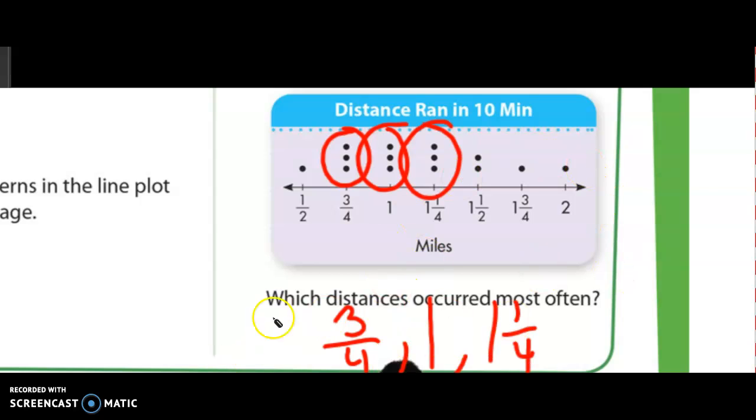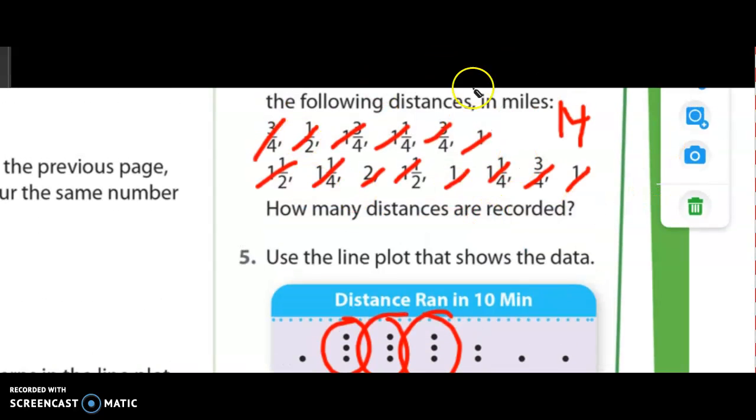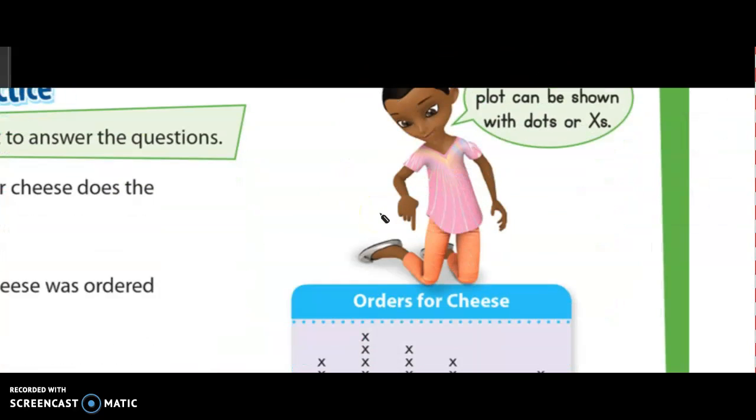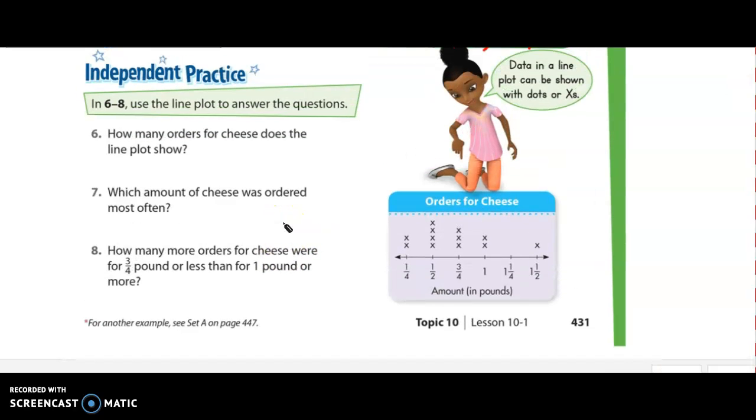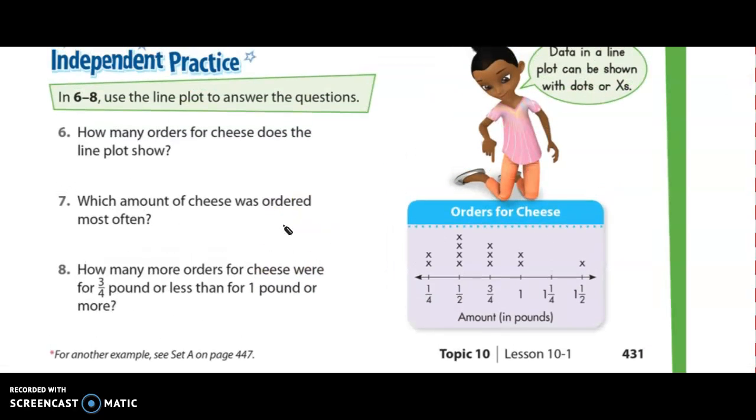So again, this is a type of question that's so much easier to answer when we have this view of it in a line plot rather than all these random numbers that we see up top. At this point for 6, 7, and 8, I would like for you to pause the video and get some paper out and answer 6, 7, and 8 on your own. Once you've done that, you can unpause the video and I'll go over it for you.